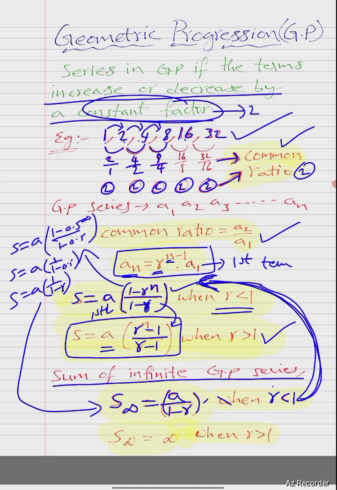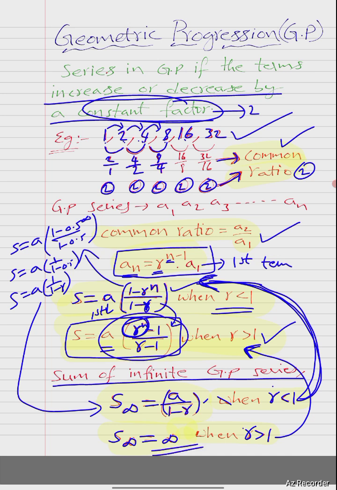Now what about r greater than 1? What if r is greater than 1? Then the sum of infinite terms in a GP is equal to infinity. Let us verify the second case here. If r is greater than 1 and n is infinity, something power infinity, the whole term becomes infinity. That is what is written here.